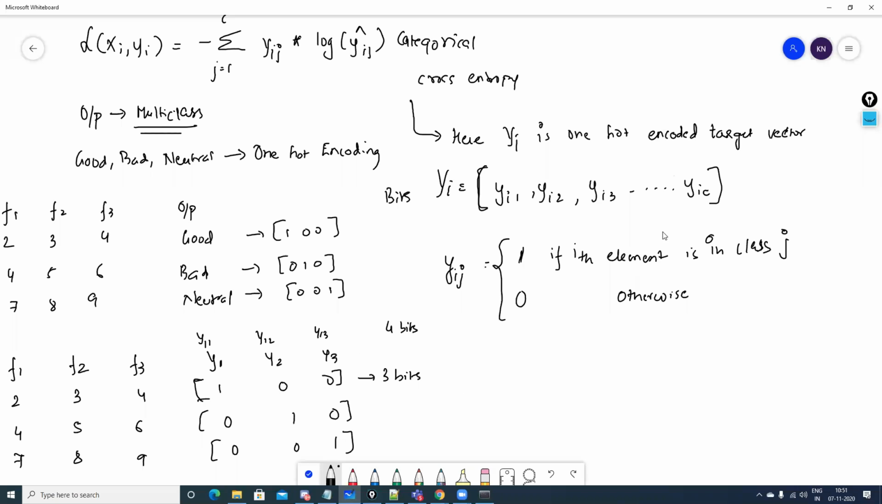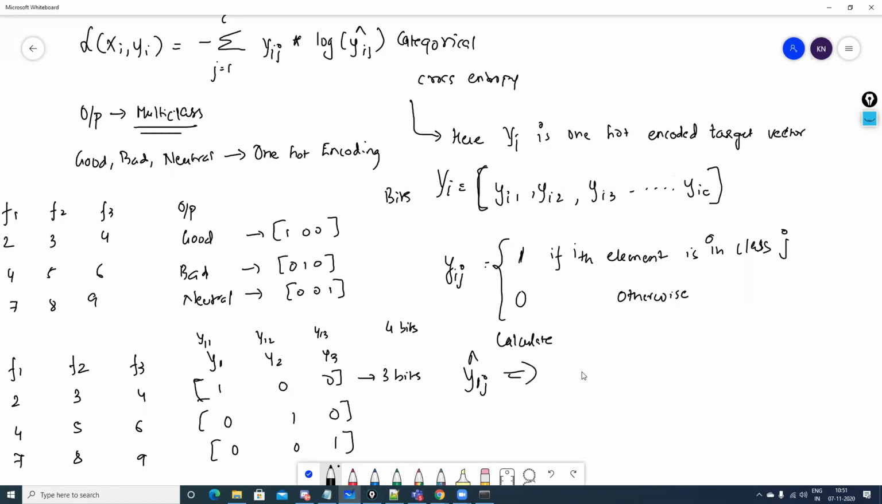Now the next question arises: how do we calculate yi hat? Because I have this yij hat. How do I calculate it? The answer is very, very simple. I hope you all know this. We use a softmax function.